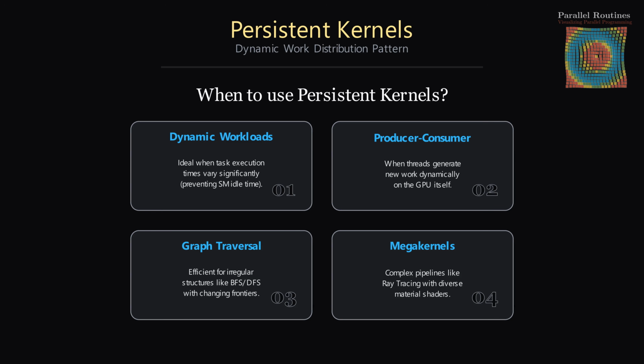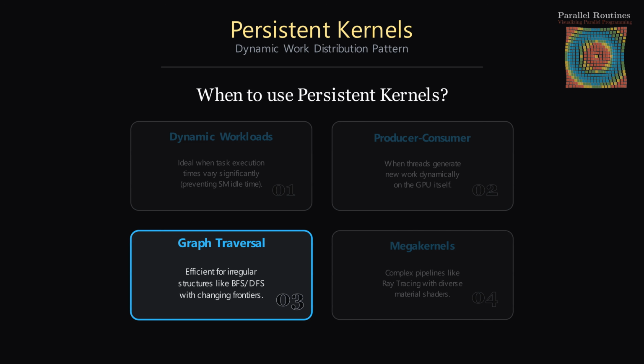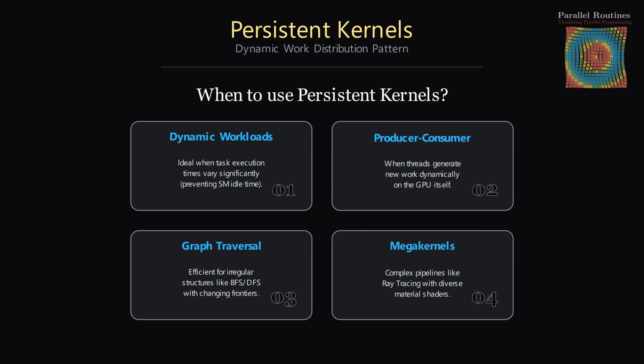When GPU threads themselves generate new work dynamically, persistent kernels can immediately consume it without kernel relaunch overhead. Third, graph traversal algorithms. Irregular data structures like breadth-first search or depth-first search benefit enormously, as the frontier changes unpredictably during execution.